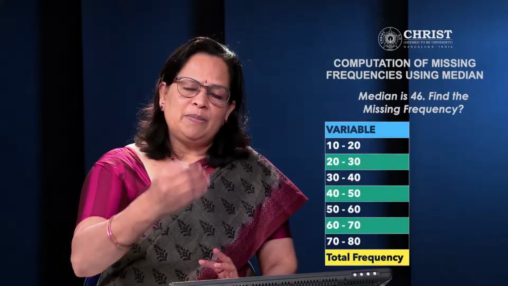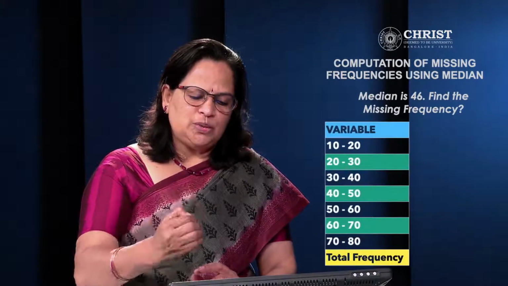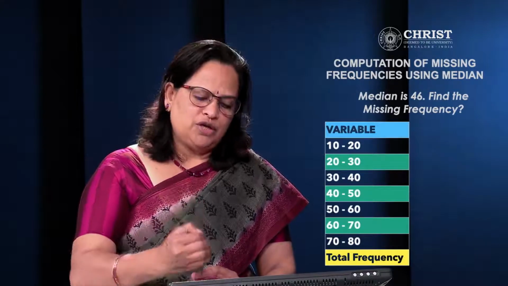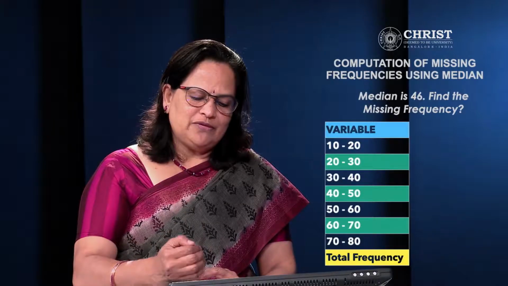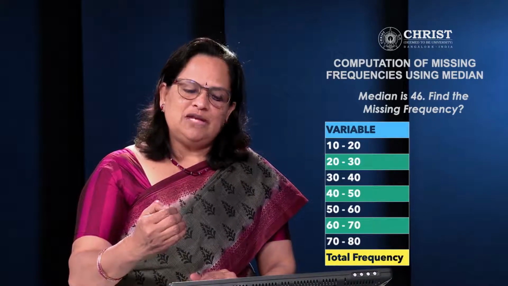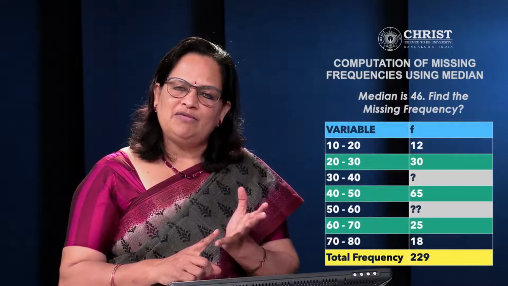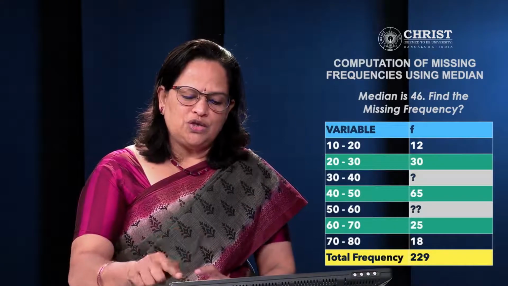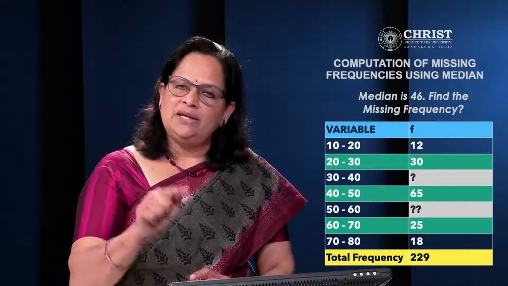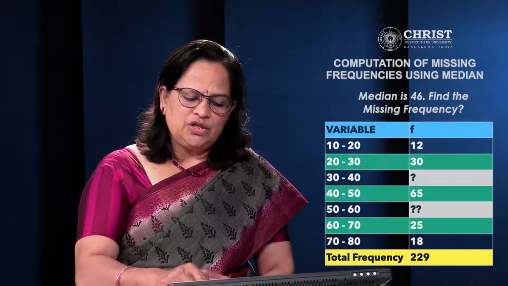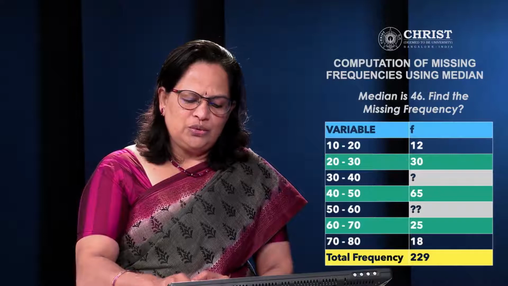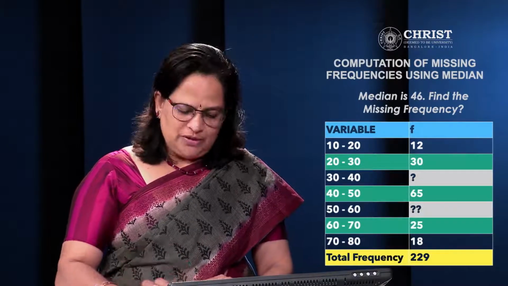An incomplete frequency distribution is given below. You are given that the median is 46. Find the missing frequencies. The variable is not mentioned. The classes are 10 to 20, 20 to 30, 30 to 40, 40 to 50, 50 to 60, 60 to 70 and 70 to 80. Now the frequency values: first is 12, next is 30, next 30 to 40 we will denote as F1. Next 40 to 50 is 65, 50 to 60 we will denote as F2. 60 to 70 is 25 and 70 to 80 is 18. So the total frequency is 229.